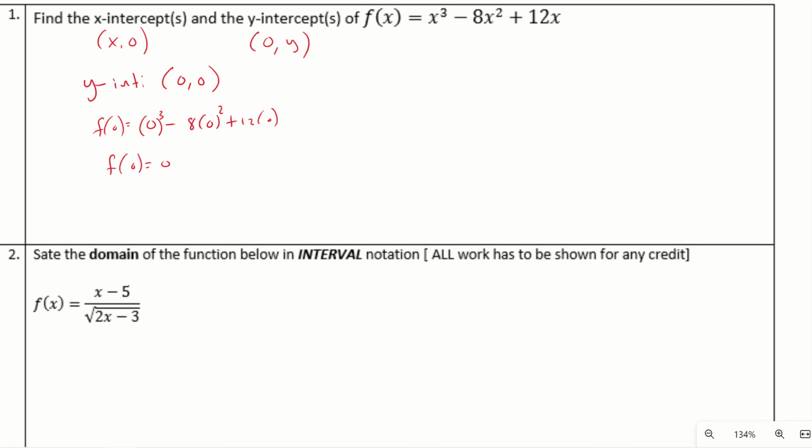For x-intercept, I got to set it equal to 0, and I got to figure out what x value or values makes this statement true. So in order for me to do that, I'm going to have to factor. But in order for me to factor, I notice that they all have an x. So the very first thing I'm going to do is factor out a GCF, greatest common factor, which is an x. So here we have x squared minus 8x plus 12.